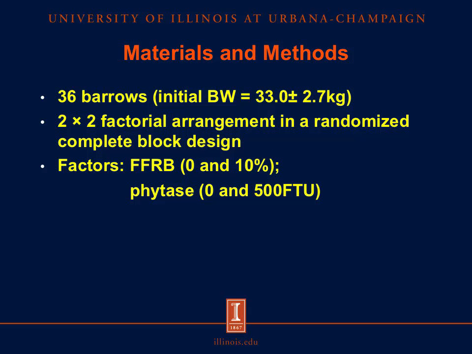The same group of barrows with initial body weight of 33 kilograms were randomly allotted to 4 treatment groups following a 2x2 factorial arrangement in a randomized complete block design. Factors involved were inclusion of full-fat rice bran, 0 and 10%, and inclusion of phytase, 0 and 500 FTU per kilogram, with body weight and location as blocking factors. Each treatment diet was replicated 9 times, with each pig penned individually.